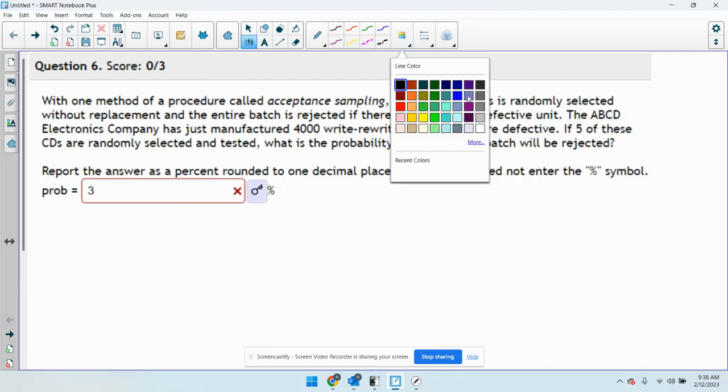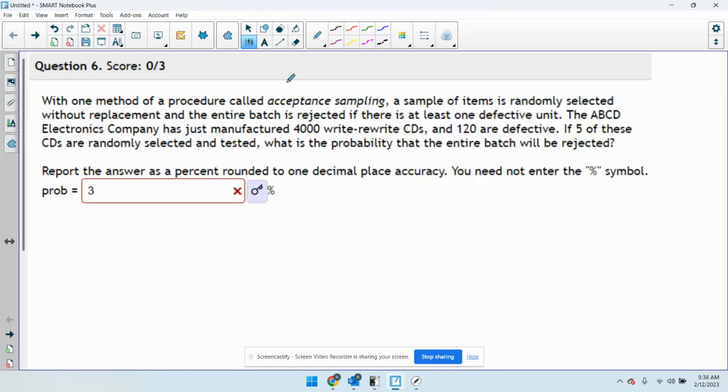Okay, so this says that we have this acceptance sampling. A sample of items is randomly selected without replacement, and the entire batch is rejected if there is at least one defective. So if any of them are defective, we reject it.